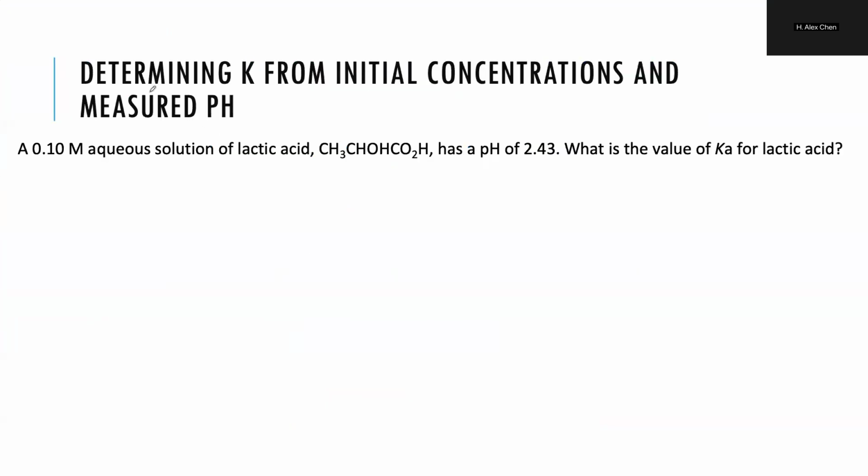We're going to look at two types of examples. The first type is determining K from initial concentrations and measured pH. So here I have a 0.10 molar aqueous solution of lactic acid, and that's a weak acid. I'm given the initial concentration, 0.10, and a pH of 2.43. What is the value of Ka for the lactic acid? So I'm trying to find the Ka value.